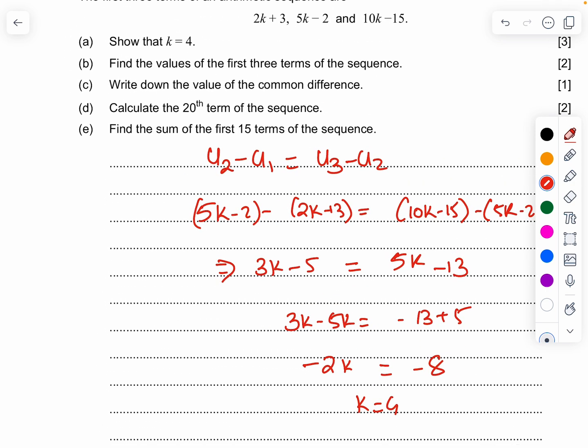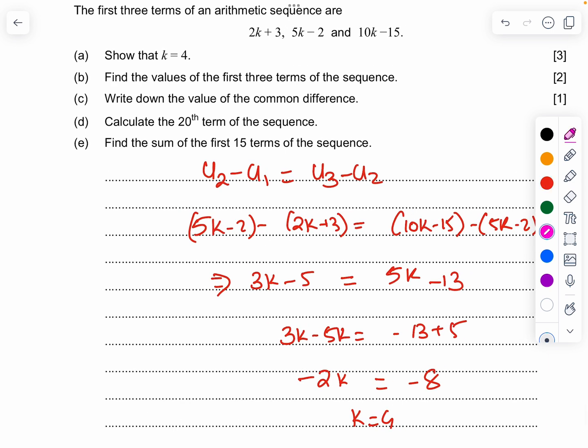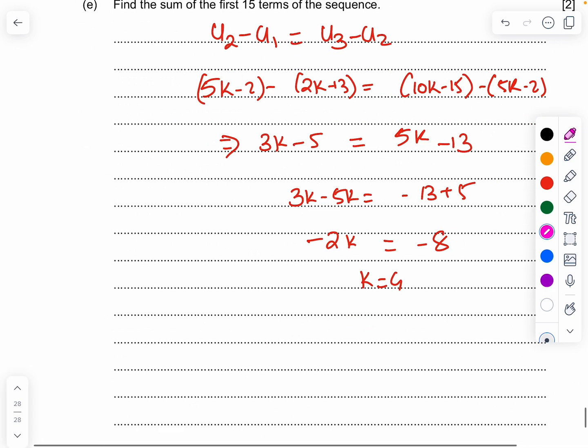Find the values of the first three terms of the sequence. So now plug in k equals 4. If I plug in 4, it becomes 11. Plug in 4, it becomes 18. Plug in 4, 40 minus 15 is nothing but 25. 11, 18, 25. Calculate the 20th term of the sequence.